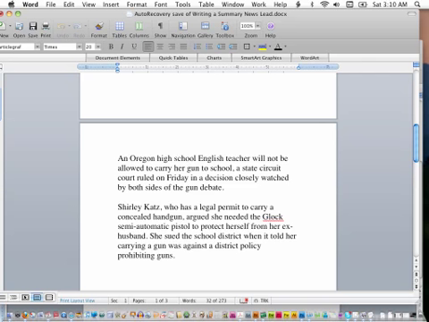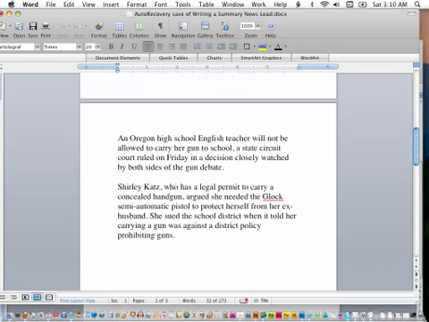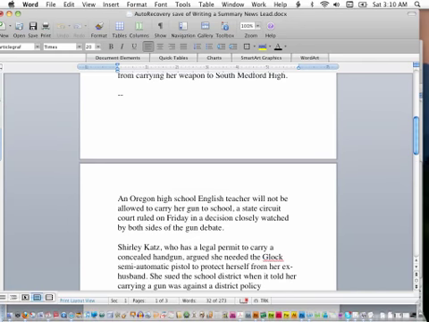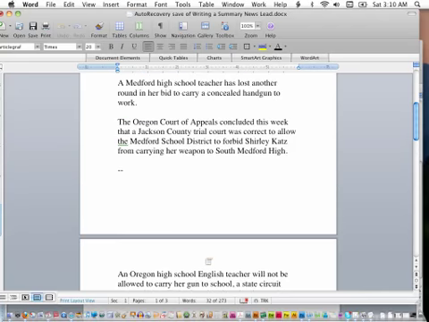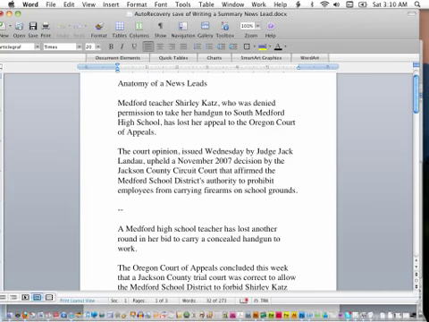Then the name, following the name in the second graph, Shirley Katz, who has a legal permit to carry the concealed gun, argued she needed a Glock semi-automatic pistol, which kind of sensationalizes this a bit, to protect herself from her ex-husband. So you can see just in this description here how leads can vary. They still have to convey the same information: who, what, when, where, why, but they can be handled differently.